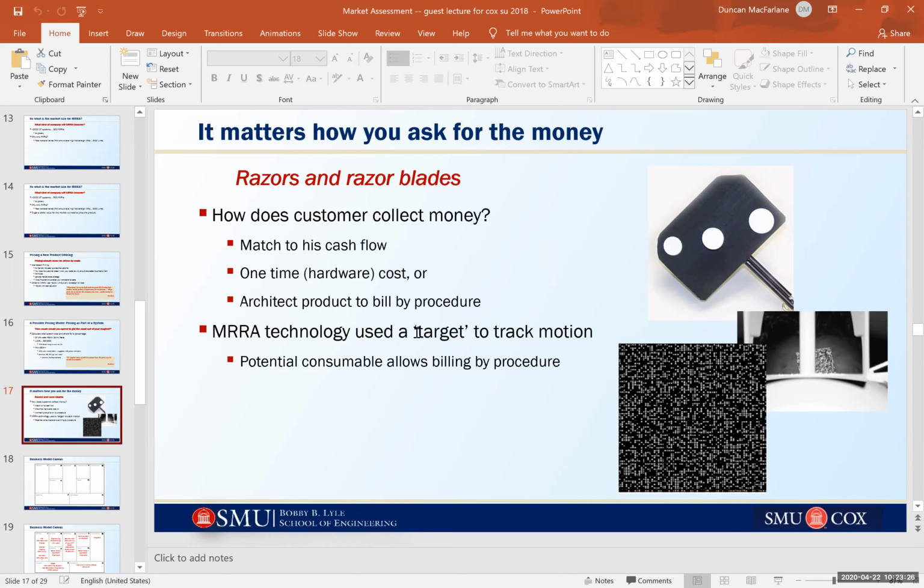And so what we did was we used a target to track the motion, and the target was a potential consumable. What that does is completely de-risk the hospital, because they'll only pay us if they're using the product. If they use the product a huge amount, there's an upside for us. And if they don't use the product, then boy, we better figure out why we're not adding value and why they're not using the product. And maybe we shouldn't be in business if we can't get them to use it every single procedure.